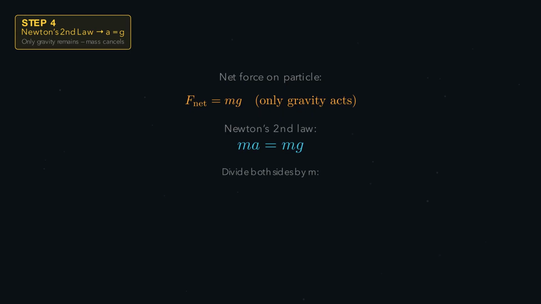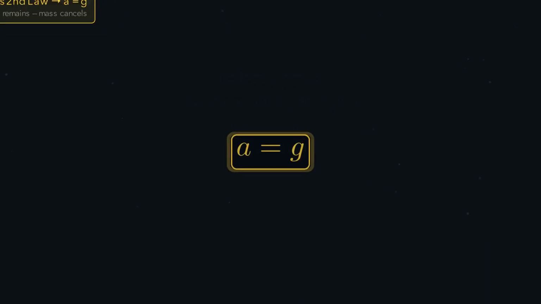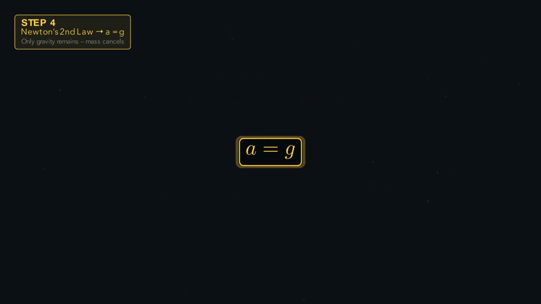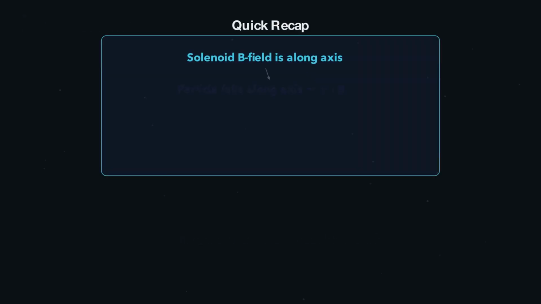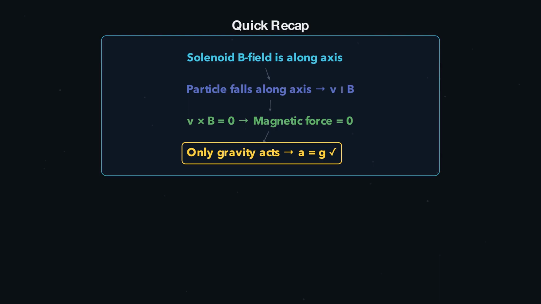Newton's second law gives ma equals mg. Mass cancels, and we get acceleration equals g. Option 3 is correct. The charged particle accelerates exactly like free fall.